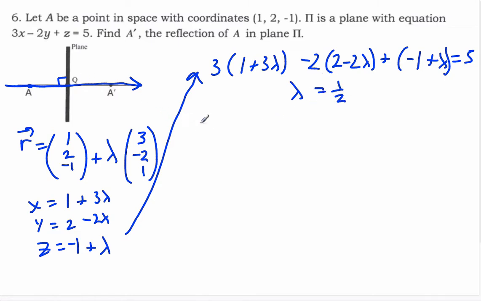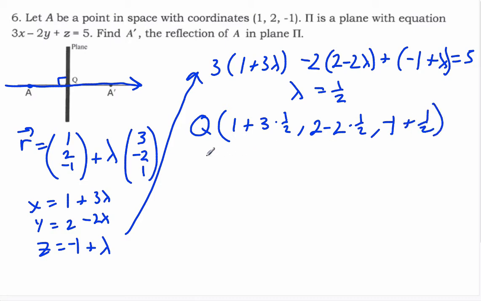So that means this point of intersection Q is going to have an x value of 1 plus 3 lambda, which is 1 plus 3 times half, and y of 2 minus 2 times half, and z of -1 plus a half. Simplify that, and you get 5 over 2, 1, -half. So that's that point right there.